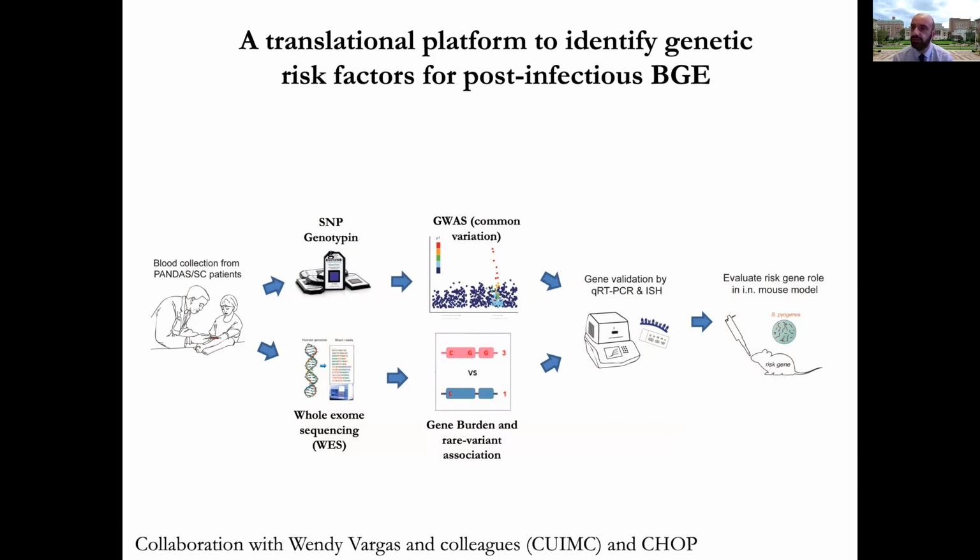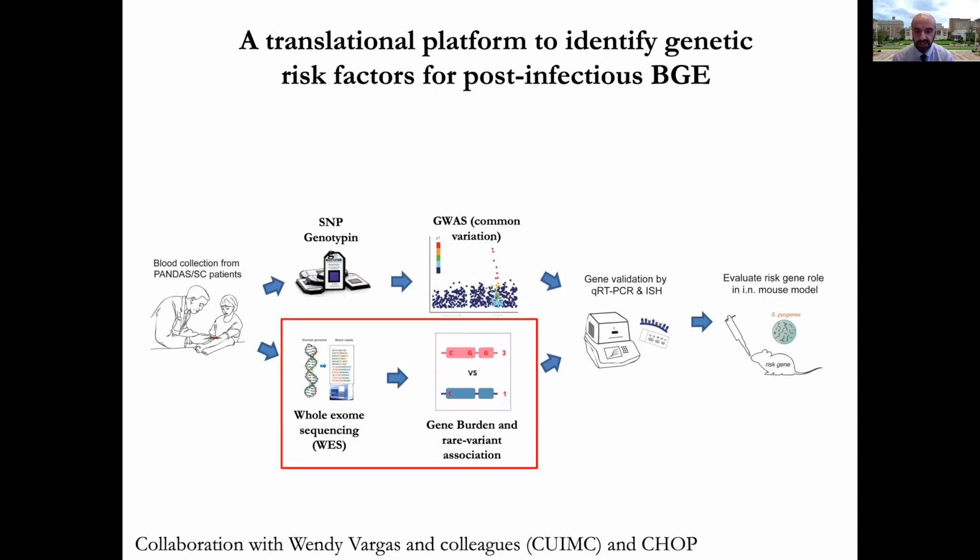And so we've been really intrigued about understanding what are potentially genetic risk factors that may drive this disease in patients. And this work is supported by a PANDAS network right now. Basically the idea here is that you can collect the bloodstream from patients, and then you can do, in principle, two different approaches. So for diseases like multiple sclerosis and Alzheimer's, where you have a large number of patients, you can do SNP genotyping and genome-wide association studies to identify risk genes. We don't have this luxury in the world of PANDAS and PANS because we have a limited number of patients.